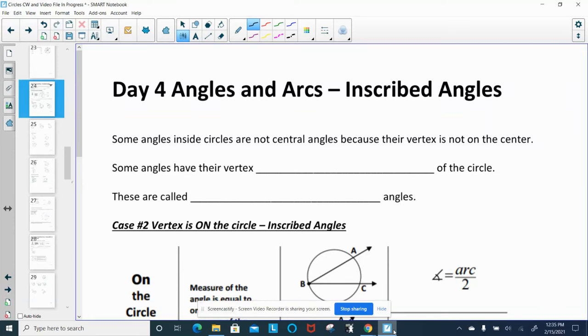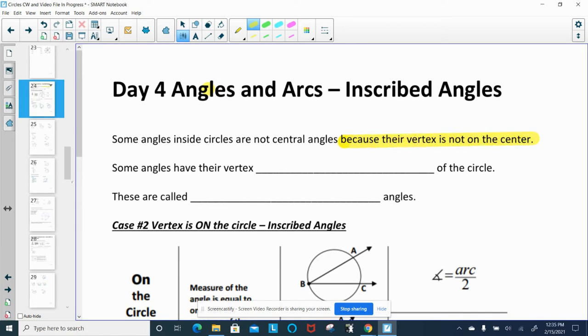Now that we've finished learning about central angles, today we're going to learn about another type of angle in the circle called an inscribed angle. And this is an angle inside the circle that is not a central angle. The reason that it is not a central angle is because the vertex is not on the center.